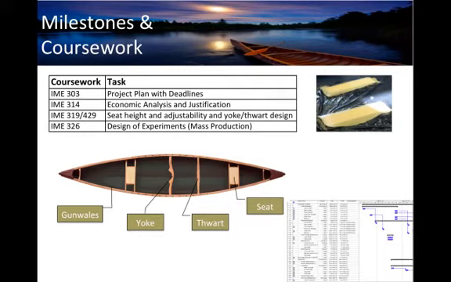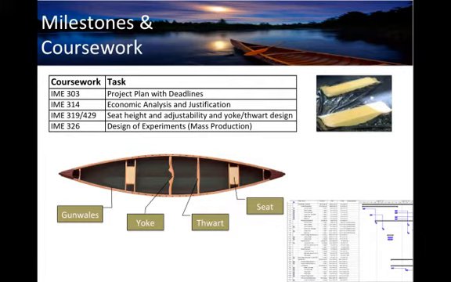A second class I used was IME 314, which was engineering economics. I definitely needed this class to show that there was a justification for why I was doing this canoe the way I was doing it. One of the reasons I'm building them is to show that with my materials and my process, it actually is more economical to do it as opposed to the current materials that are used.